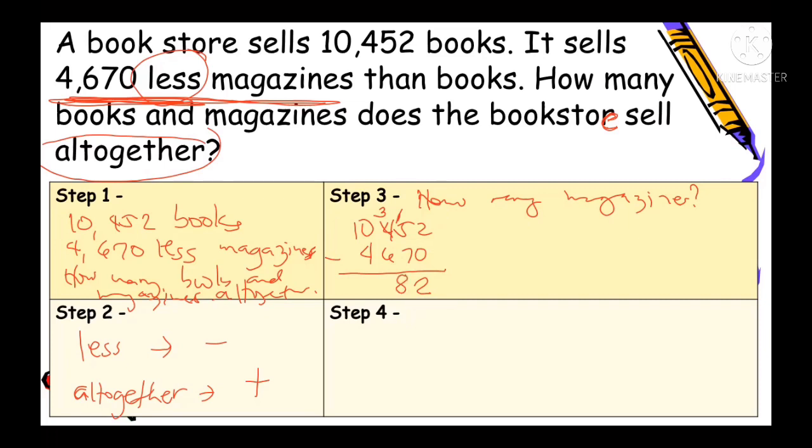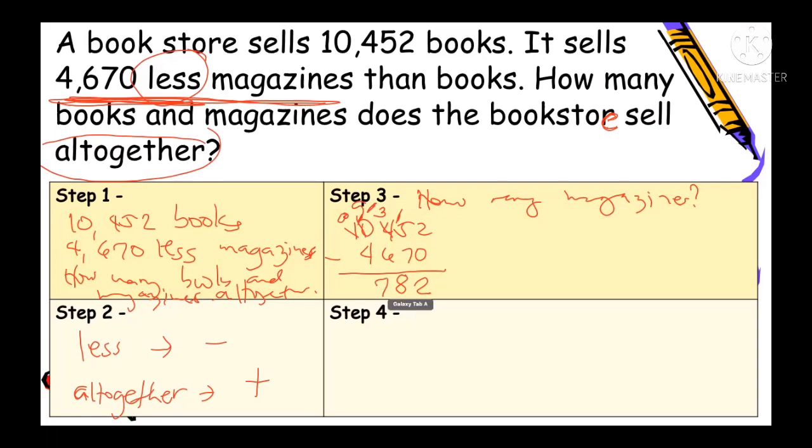Cannot also. So I will borrow from 0. No, I need to borrow from 1. So 1 will become 0. And then 0 will become 10. I will borrow from 10. 10 will become 9. And then 3 will become 13. Okay? So what is 13 minus 6? 13 minus 6. Yes, that is 7.